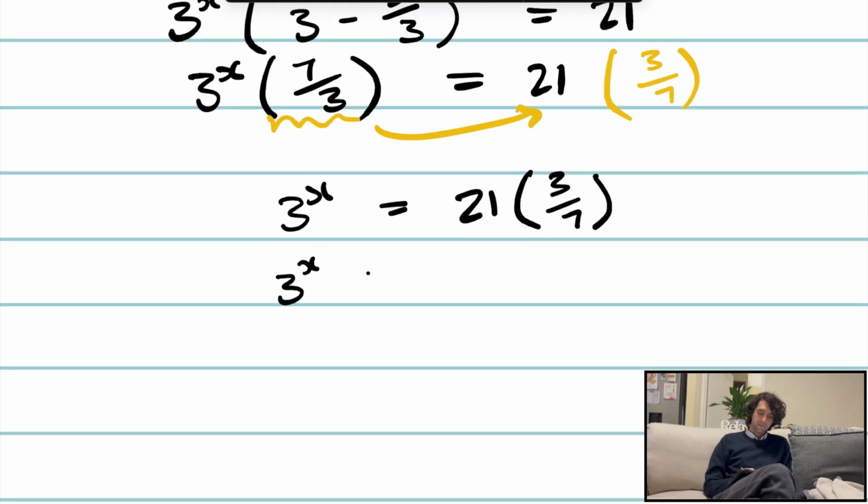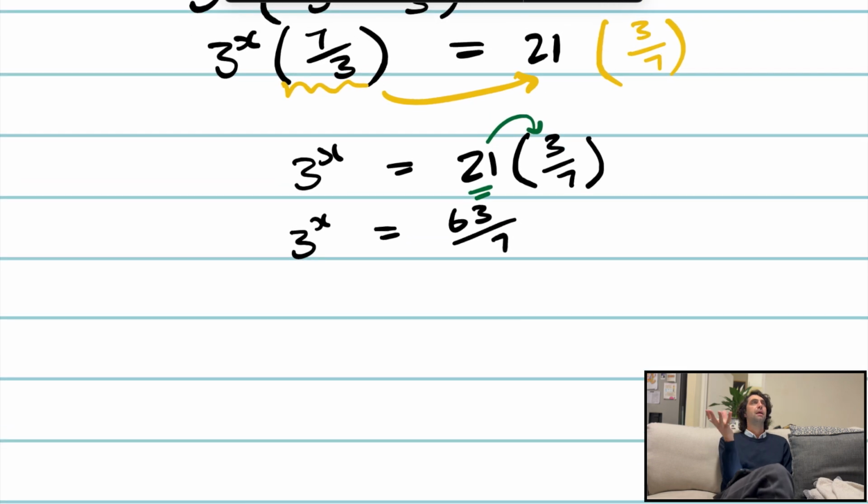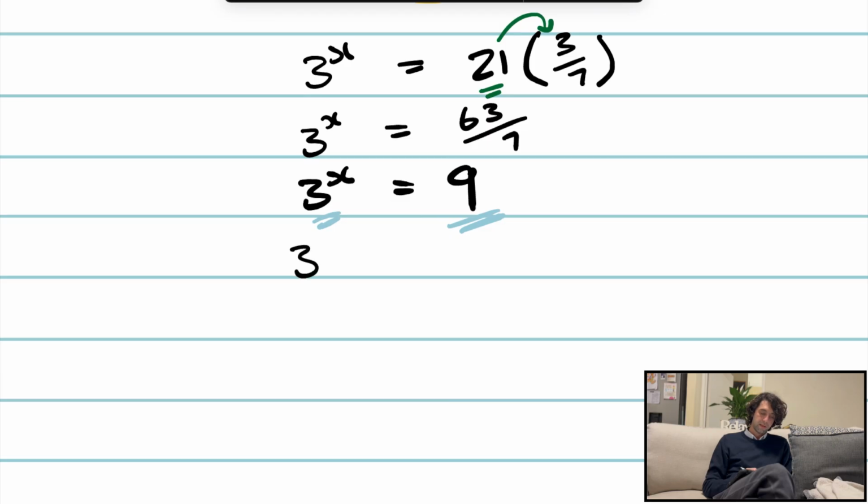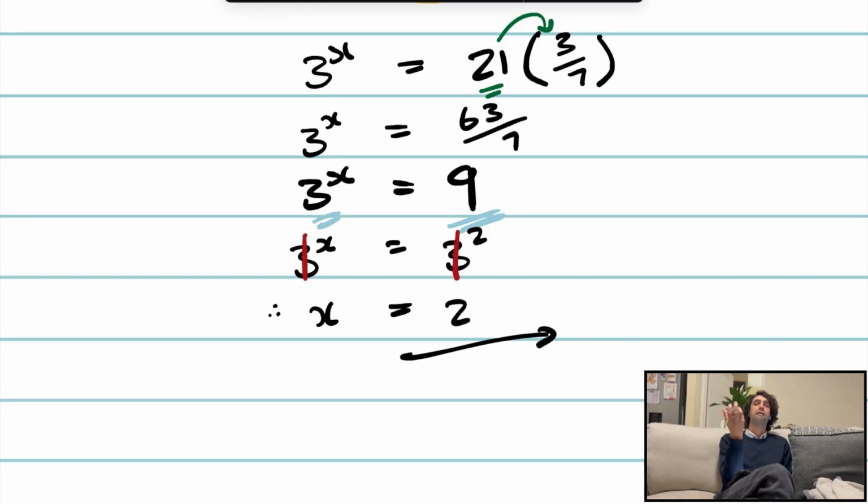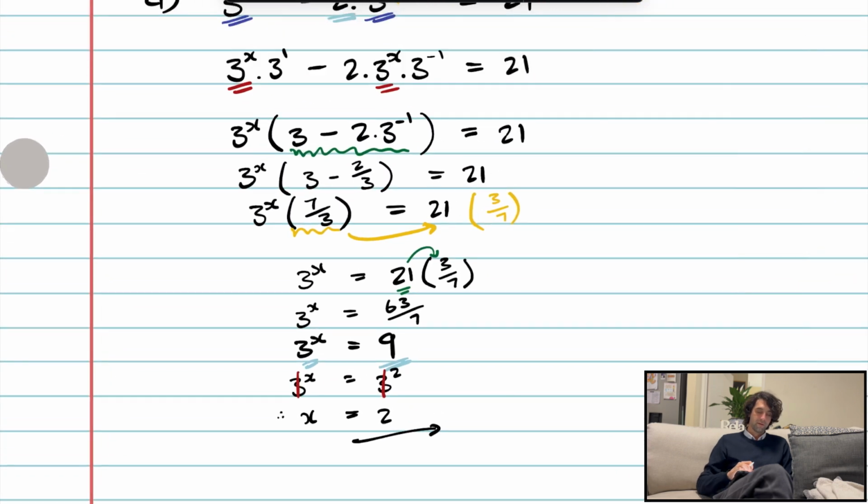All right, so we have 3 to the power of x is equal to 21 multiplied by 3 gives me 63, over 7. 63 over 7 is going to equal 9. So we have 3 to the power of x equals 9. And I'm happy to see that again, because this 9 can be brought down to a base 3. It is 3 squared, and therefore we find x is equal to 2. Because these two bases are the same, we can very simply drop our base, and that will give us our final answer. Very, very nice question.